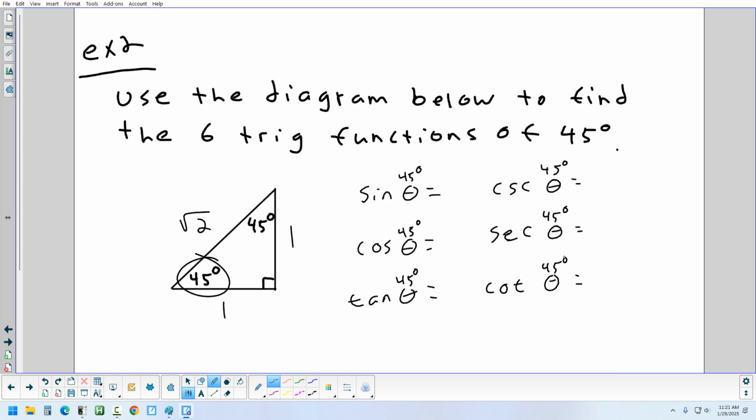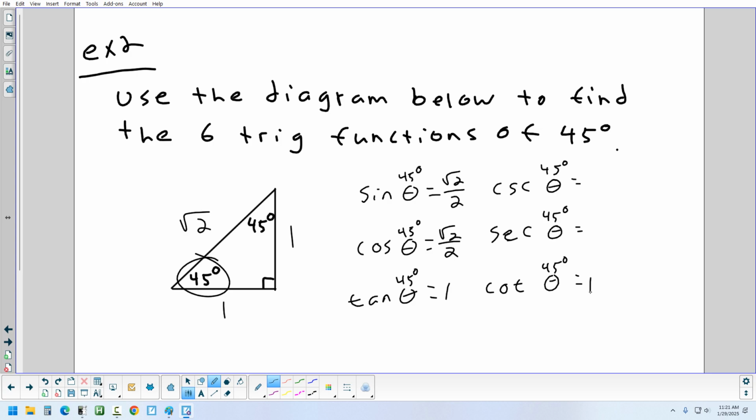So let me think. Yeah, opposite over hypotenuse, 1 over root 2, and that turns into root 2 over 2. Perfect. Okay. What's the cosine of 45 degrees? Same thing, because the opposite and adjacent are the same. What's the tangent of 45 degrees? 1. So that makes the cotangent 1.